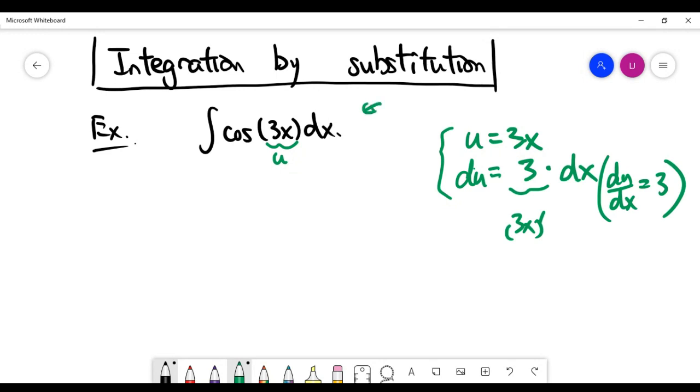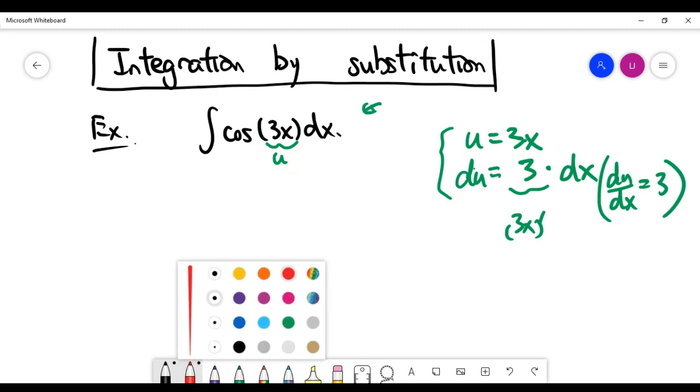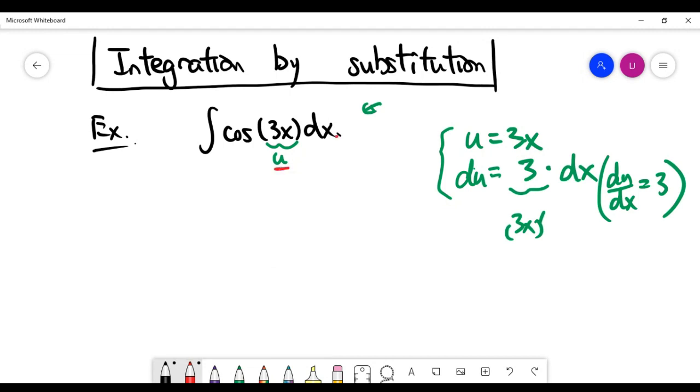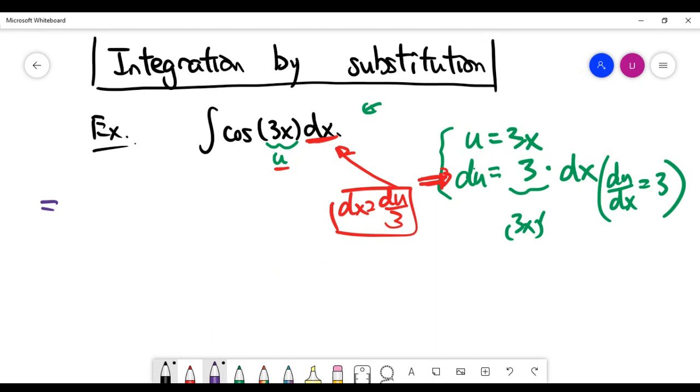Now you see the fact is that if you let 3x be u, it's kind of like you are integrating cosine u, but not quite yet, because to integrate with respect to the variable u, I have to change dx to something in terms of du. Based on the second equation here, dx equals du over 3, right? And so the second line is that you are integrating cosine u, and dx becomes du over 3.